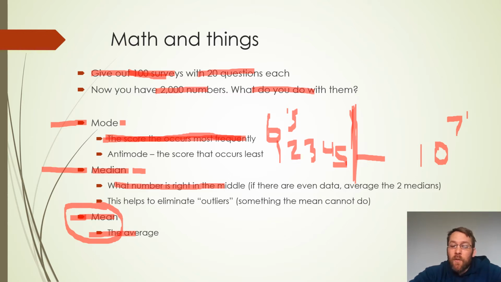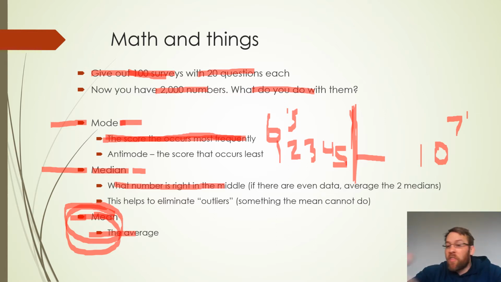All right. So that's what the mean is. It is the average, which is different than the median. So know what the three of these are. There's plenty of resources online to get a little bit more information. But again, the mode is the number that occurs the most frequently.